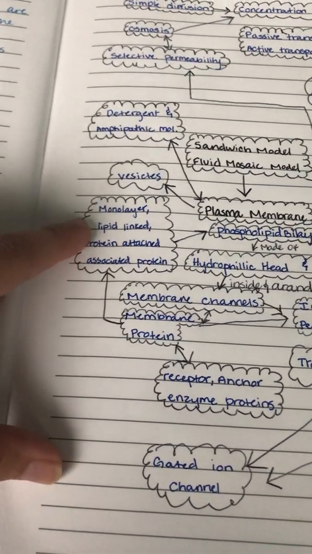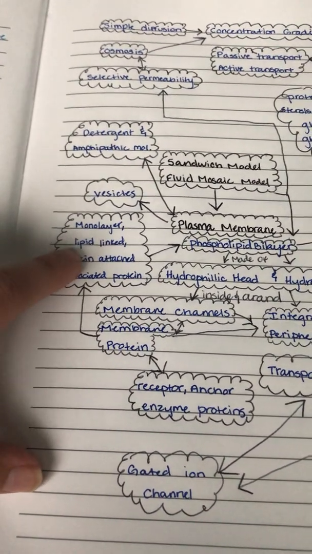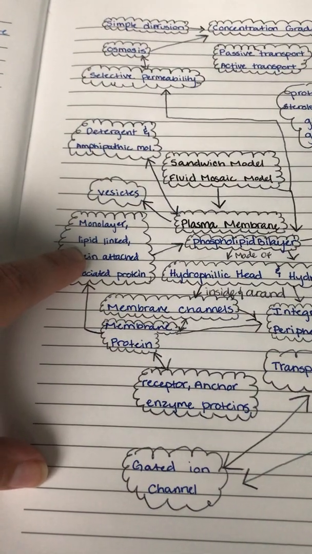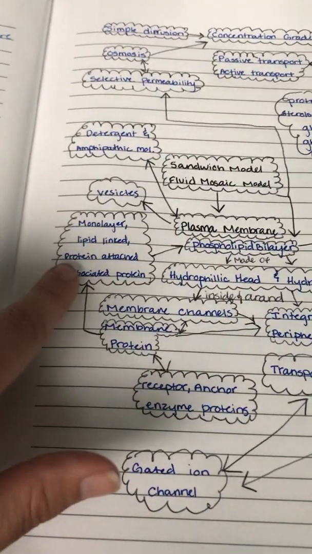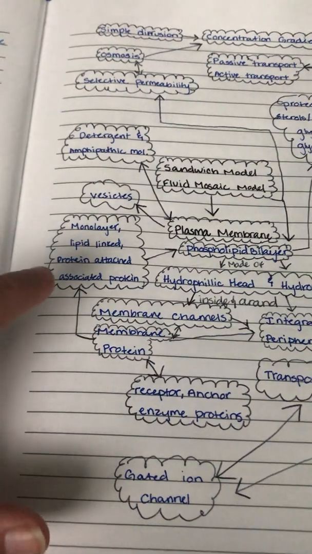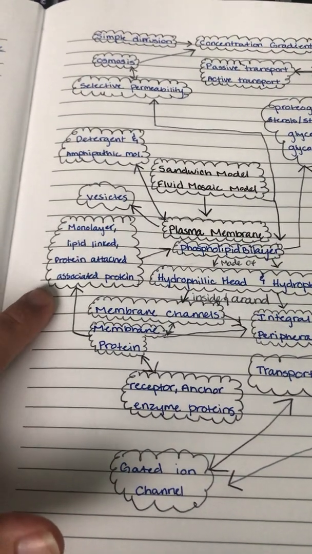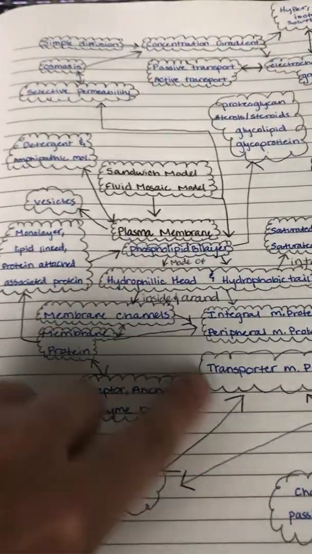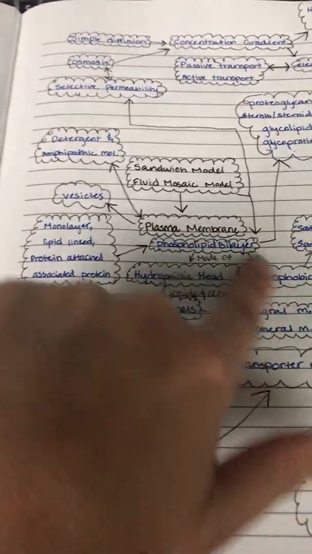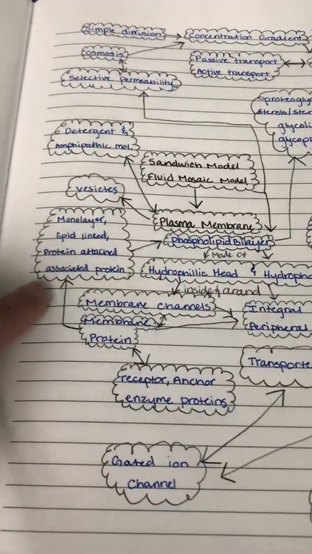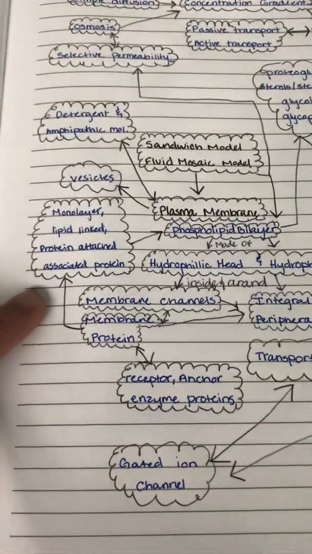So monolayer, they're only in one layer. The lipid linked, they are linked together in the lipid layer of the phospholipid bilayer with covalent bonds. And then protein attached associated proteins, those are going to be linked with the proteins that are inside of the phospholipid bilayer, but they're linked with very weak non-covalent bonds.